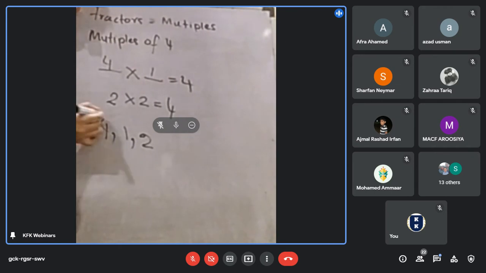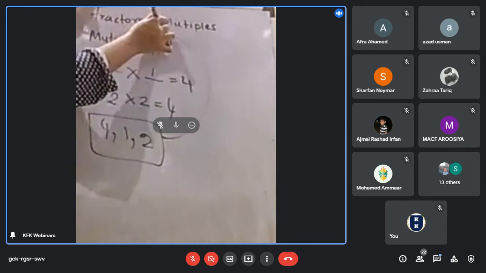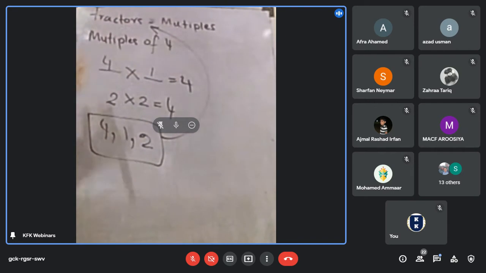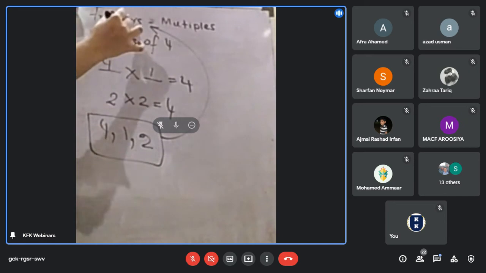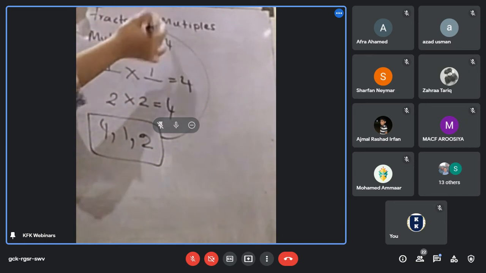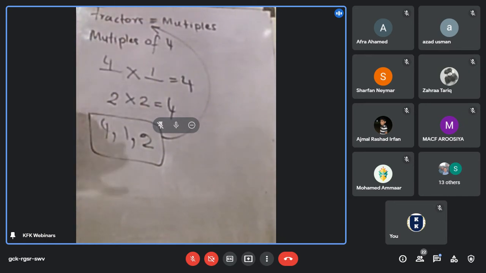So these are the multiples of 4. Therefore, they are also called the factors of 4. So if I ask you for the factors of 4, you can also say 4, 1, 2. Factors mean multiples. This is the first thing that you should know before we start the lesson.